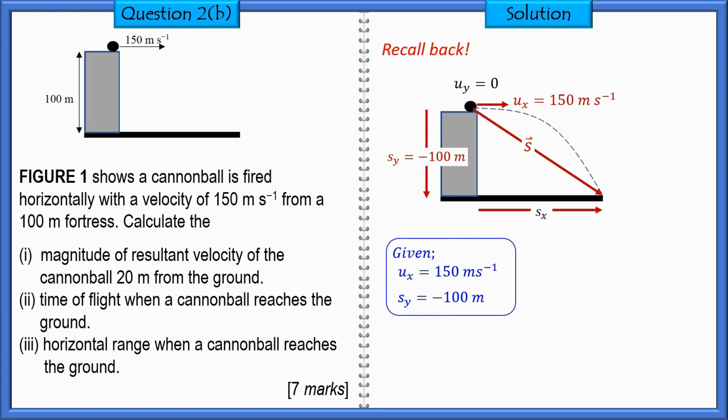sy is negative 100 meters because the definition of displacement is from the initial to the final point in a straight line. So referring to this vector, we resolve s to the sy and sx as shown. That's why we get the sy is negative 100 meters because the direction is downward.